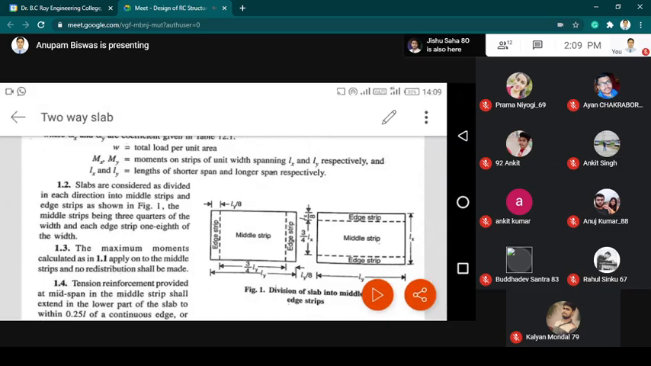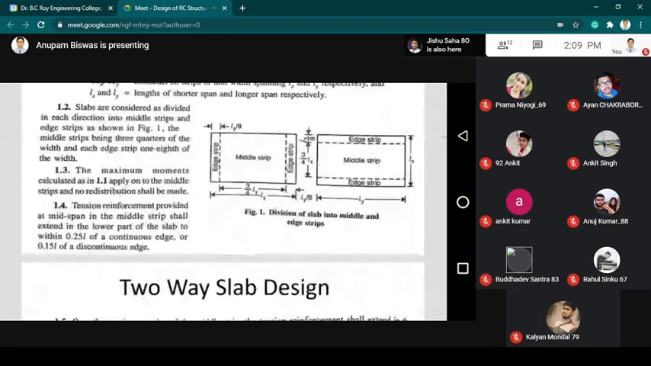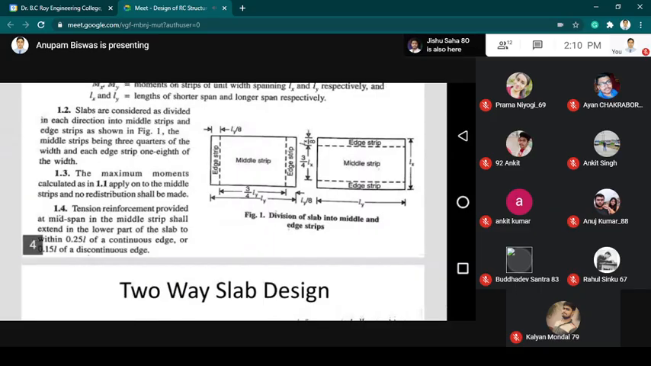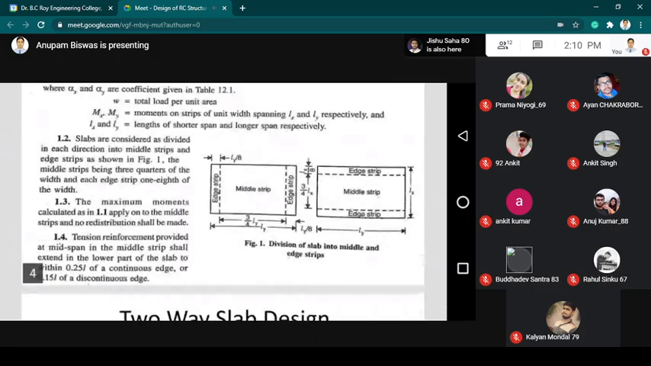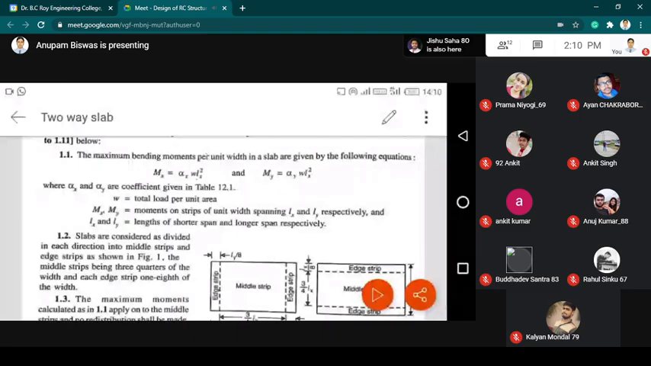As you can see in figure 1, we have the division of the slab, and there are strips present at the edges and also in the middle. We are actually dividing the slab into three parts. One is the edge strips at the two ends, and the remaining portion is the middle strip. The value of moment depends on the moment coefficients alpha x and alpha y, the total load per unit area, and the span.